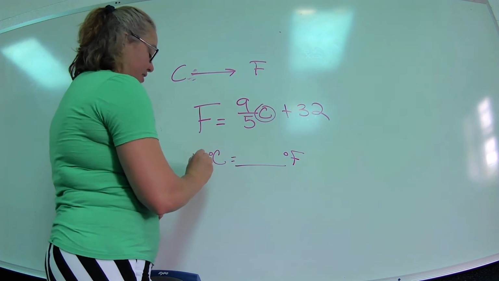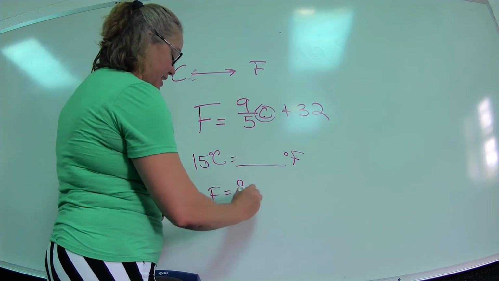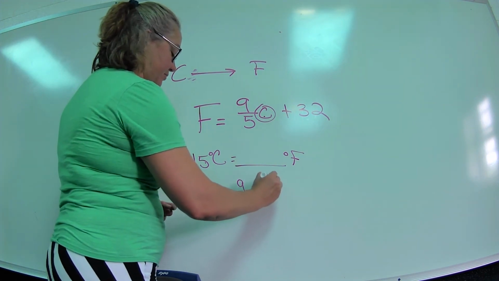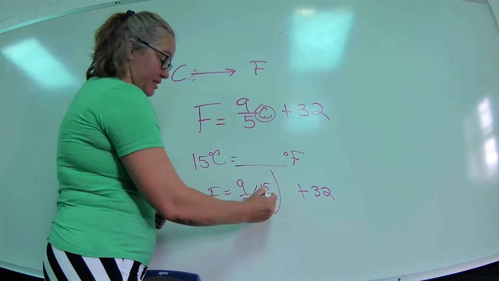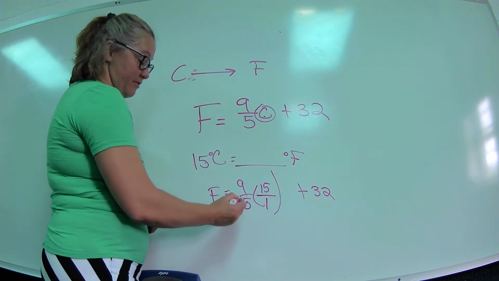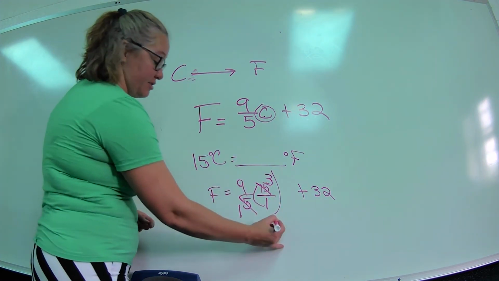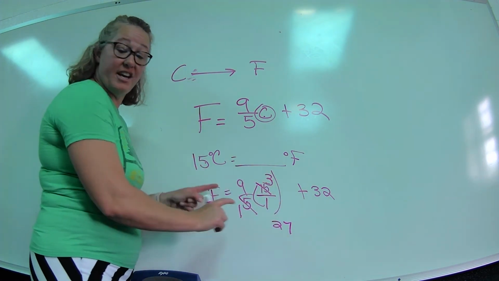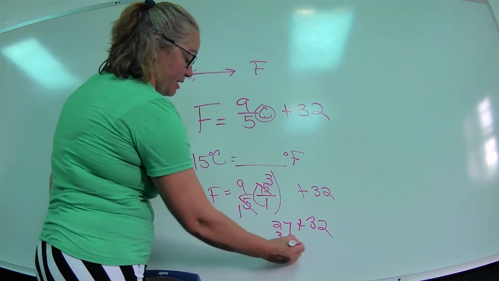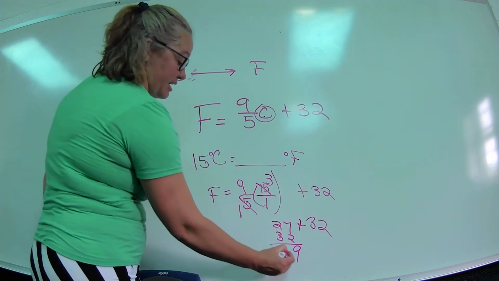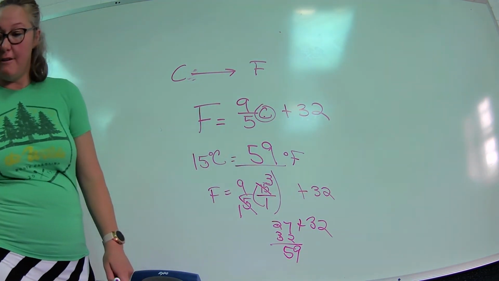All right, so this value is this right here. So we have F equals 9/5 times 15 plus 32. So do this part first. Make this an improper fraction. I can cancel the 5 and the 15. The 5 by 1, the 15 by 3. 9 times 3 is 27. Don't stop there. Add the 32. 7 plus 2 is 9. 2 plus 3 is 5. It would be 59 degrees Fahrenheit.